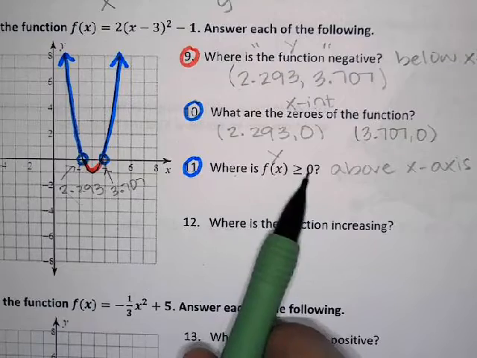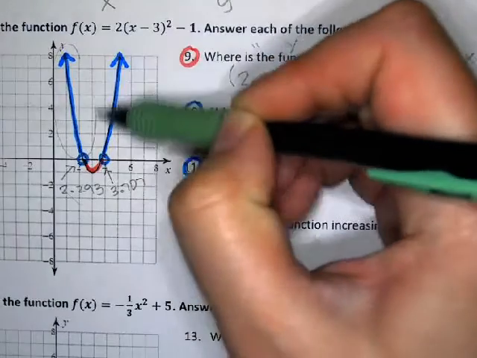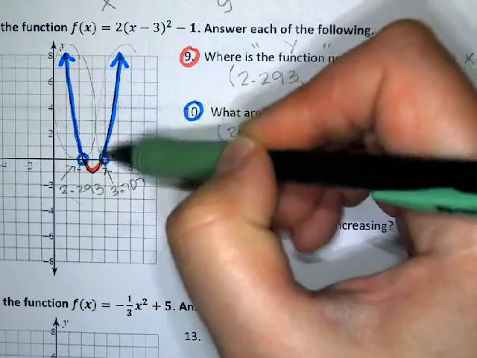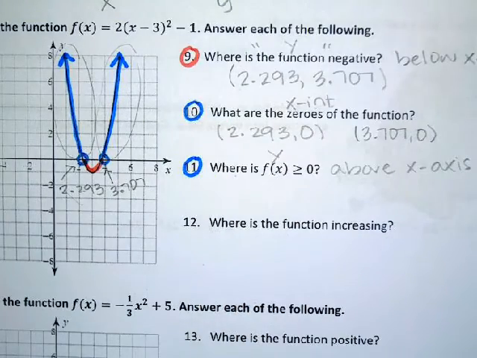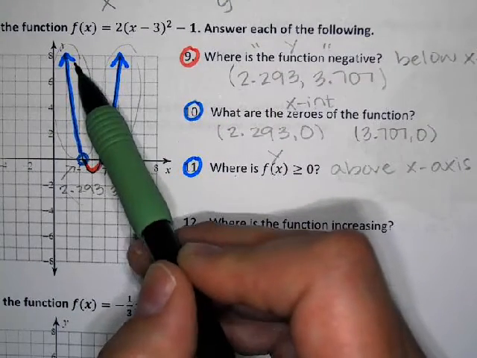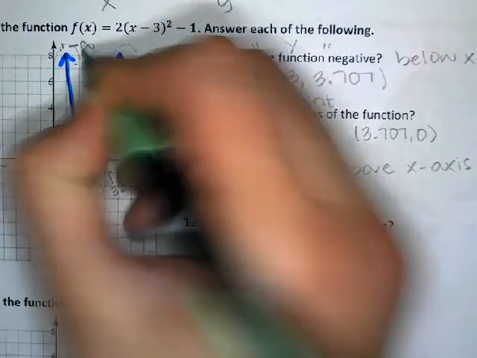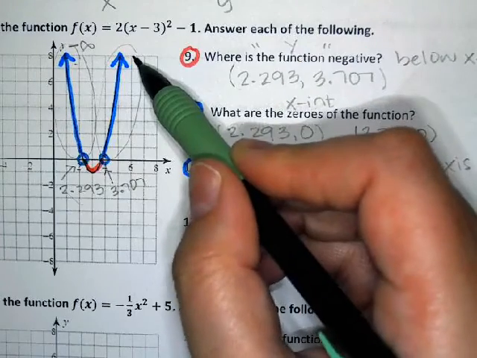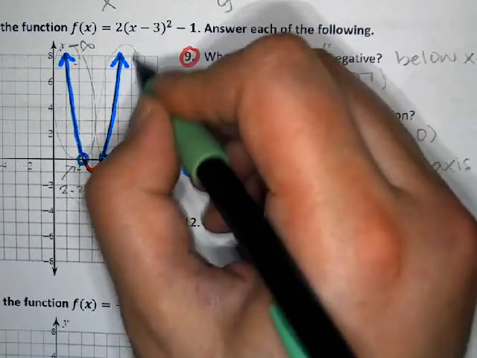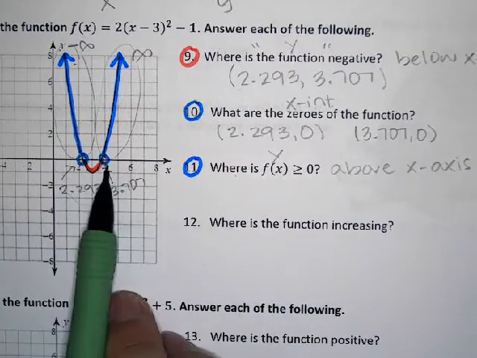We have two answers. We have this answer right here, and we have this answer right here. Okay? And we're writing the x values. So what is the x value of a left arrow? Negative infinity. Okay? Where is the x value of a right arrow? Positive infinity. Okay? We already labeled the x values right here and right here. We wrote down what those x-intercepts were.